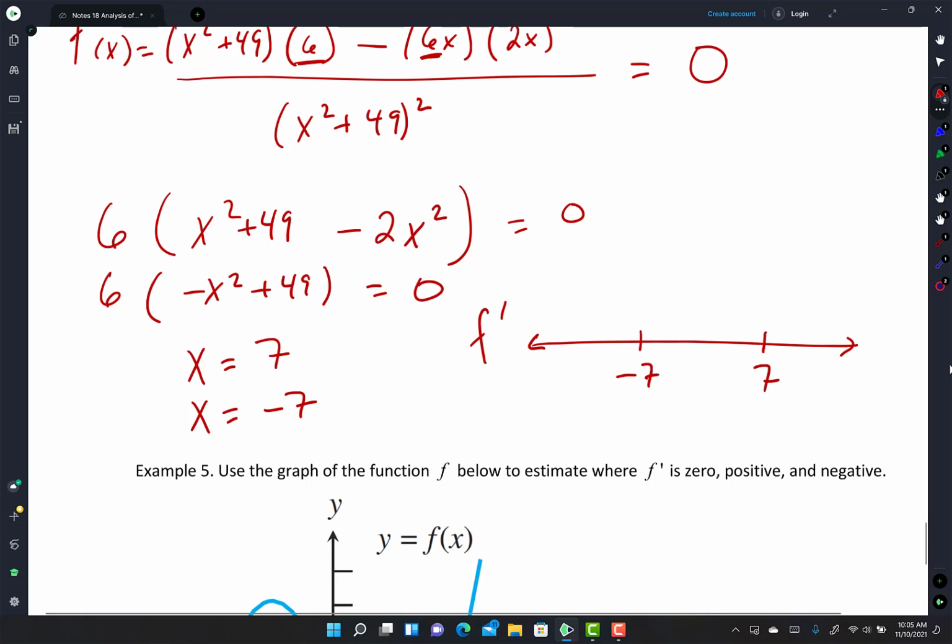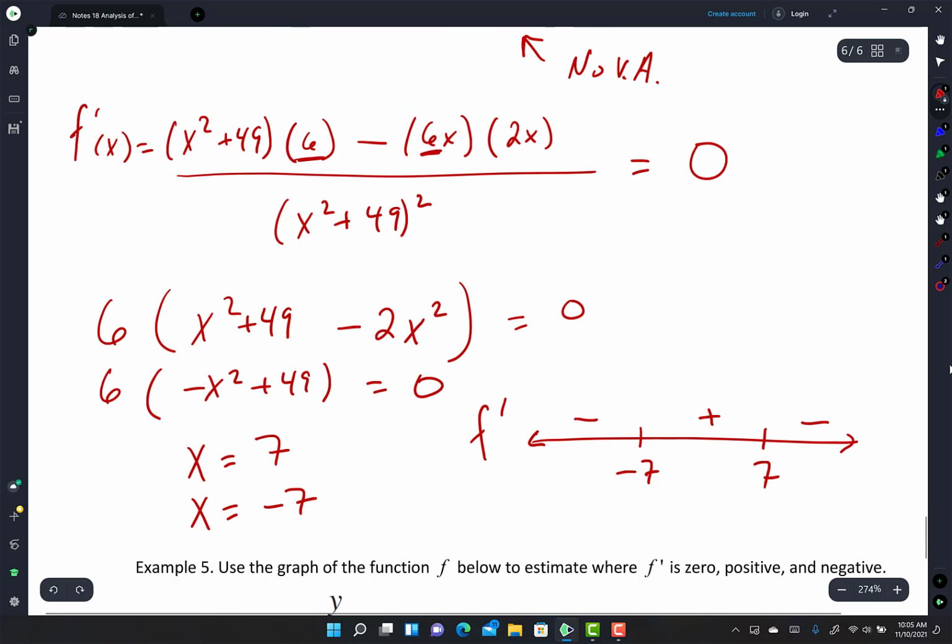So let's see. If I choose a number like negative 10, negative 10 squared is 100, but there's a negative in the front. Negative 100 plus 49, that is a negative number. If I choose a number like 0, because that 0 is between negative 7 and 7, 0 squared is 0 plus 49, that's a positive number. And if I choose a number larger than 7, like 10, again, I get a negative number. Yay or nay?